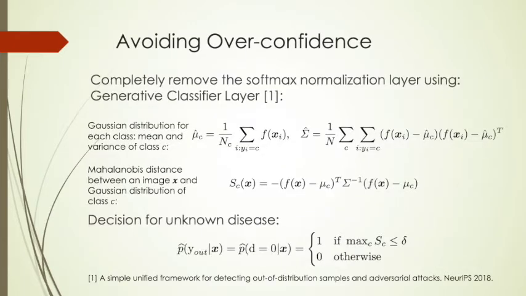Based on the mathematical analysis and explanation, we show another approach that completely removes the softmax normalization layer to avoid overconfidence. We introduce a new layer named generative classifier layer. It learns a Gaussian distribution for each class.